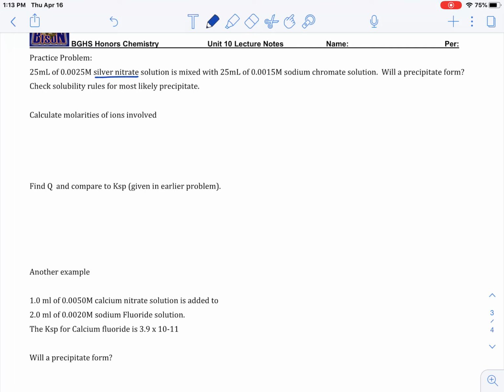So here, silver nitrate, sodium chromate, and we have these values. Our compound of interest is going to be the silver chromate again, like it was before, because sodium nitrate is soluble, so it can't be that one. So again, our equation will be this.